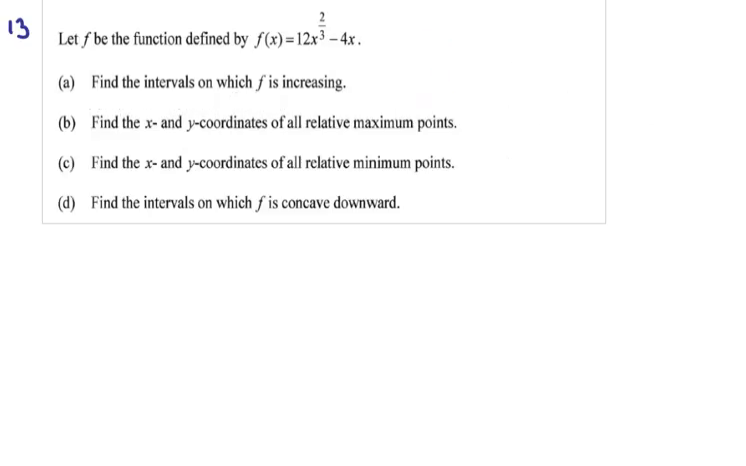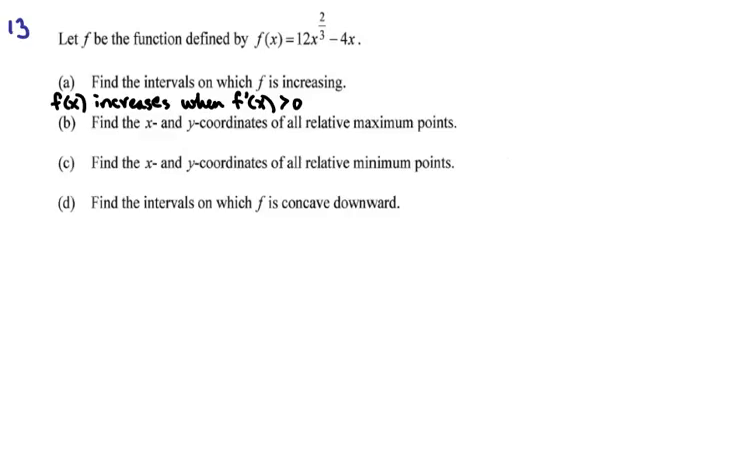Okay, we're going to go on to number 13, and we have the function 12x to the 2/3 minus 4x. We're trying to find out on what intervals it's increasing, and we know that f of x increases when f prime of x is greater than 0. So we need to find the first derivative and find out where it is going to be greater than 0.